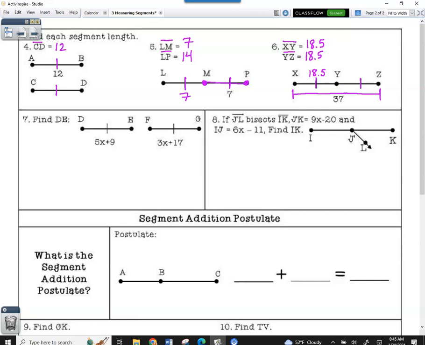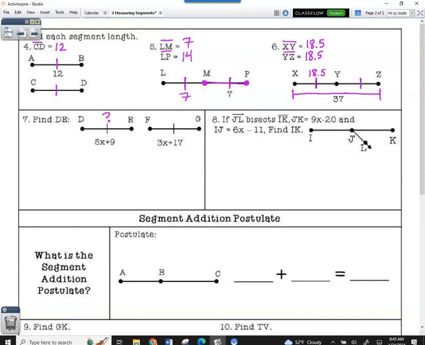It says find the length of DE. Well, in order to find the length of DE, I need to know what x is, right? So this is the goal. What's the length of DE? Well, I need to find x first. What are they giving me in the picture to work with? What do I know?